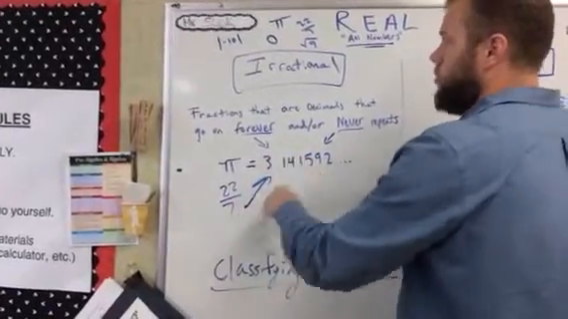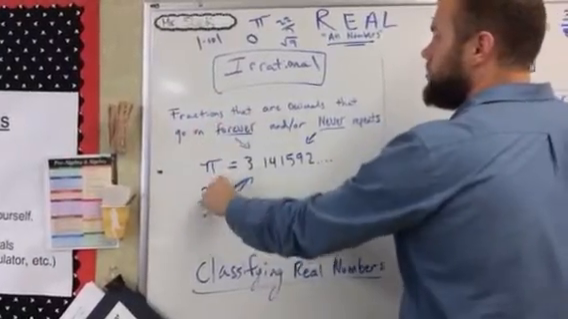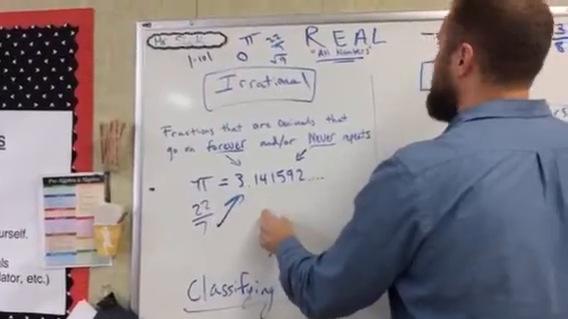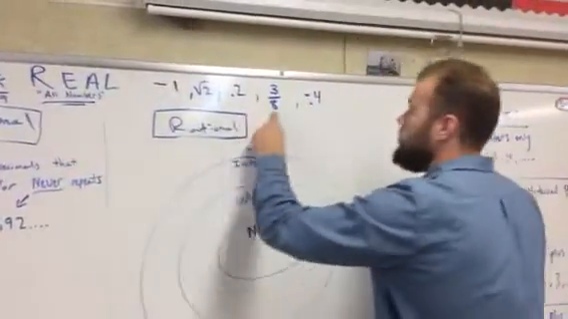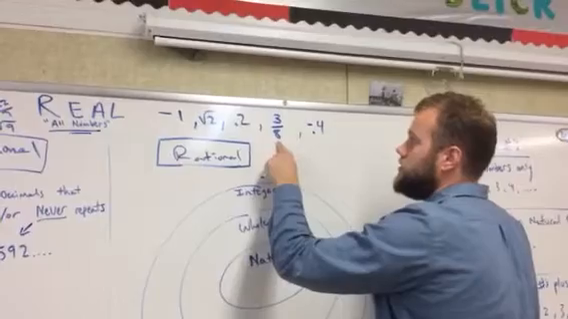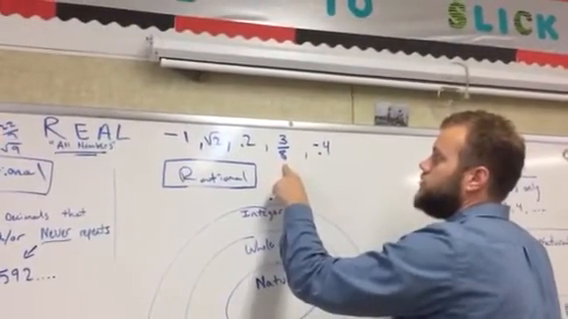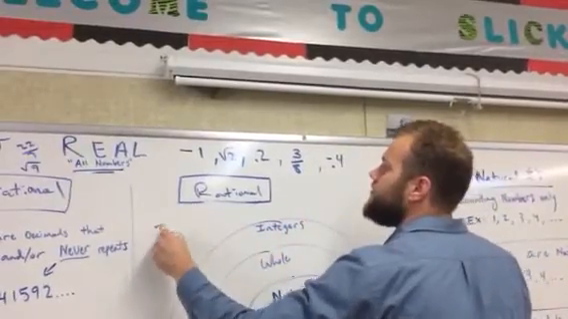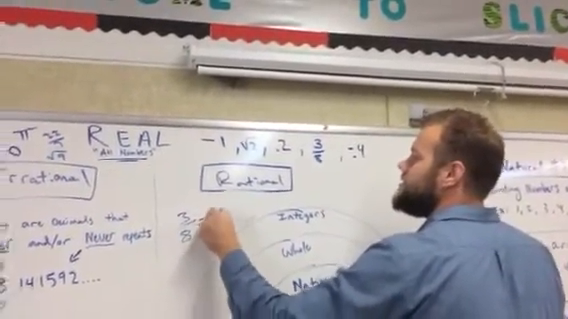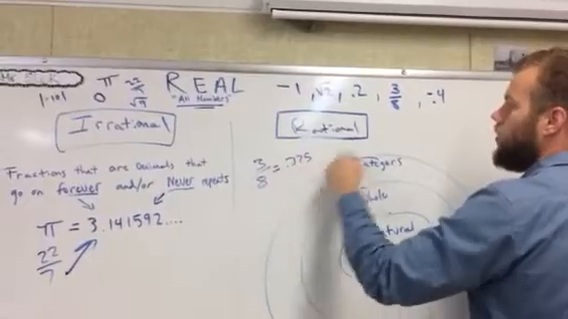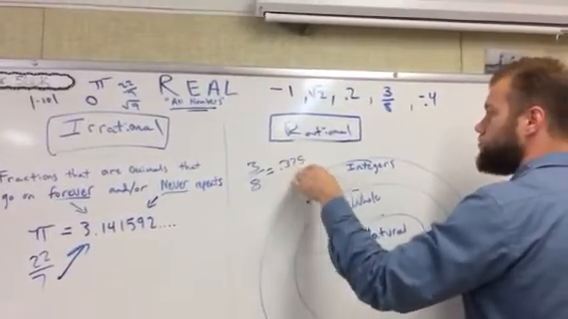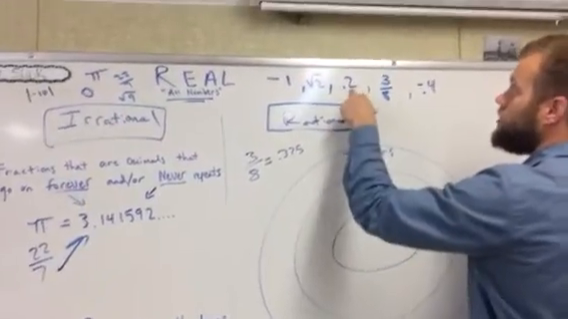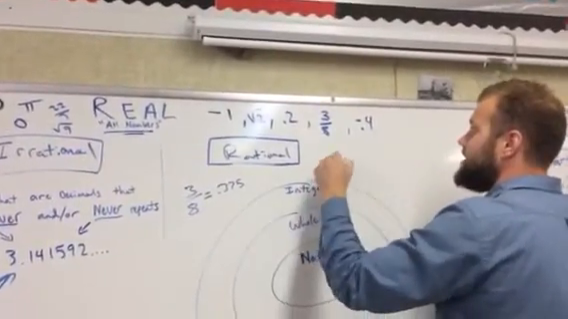And so here's what's important. If the fraction gets you a number that goes on forever and never repeats, it's irrational. Whereas if you look over here, this fraction gets you 0.375. Well, 0.375 ends. It doesn't go on forever. It ends, which means it's rational, but it's not going to be an integer. It's not a whole number. It's not natural. 0.2, that's a decimal. That ends.